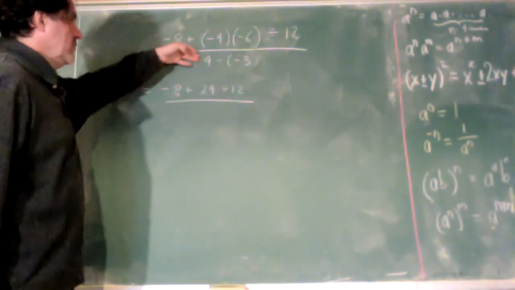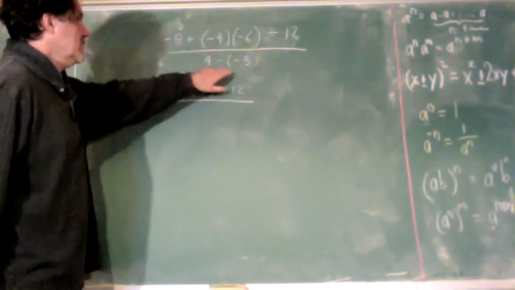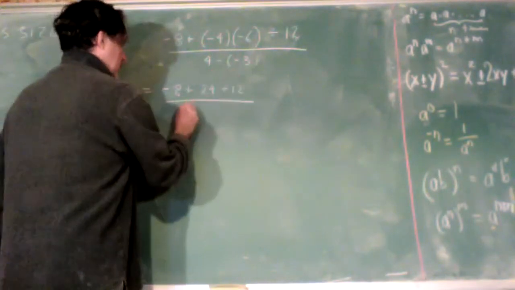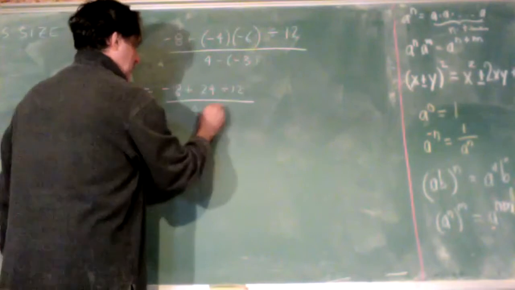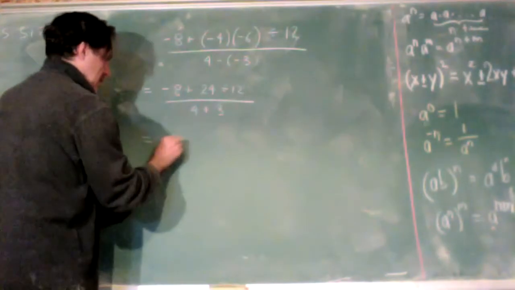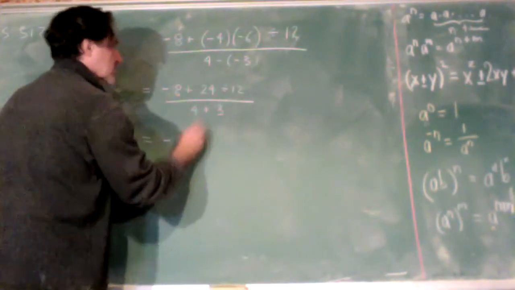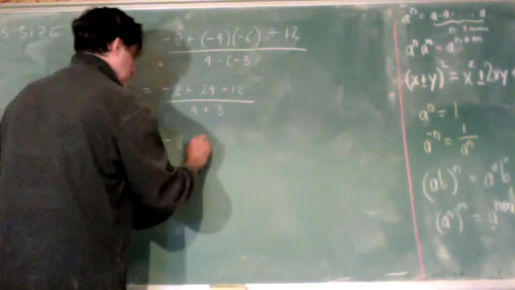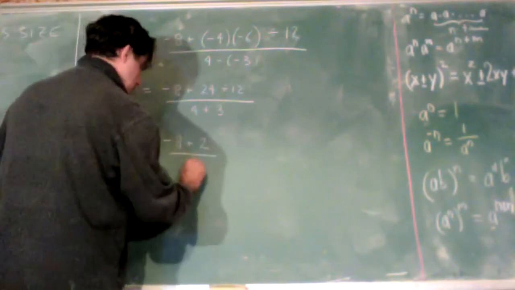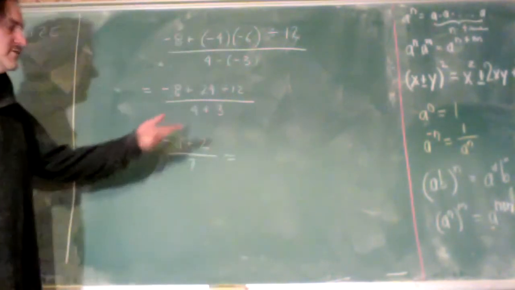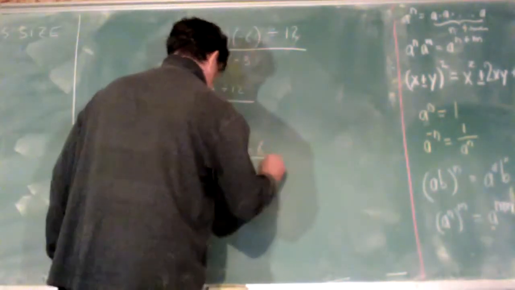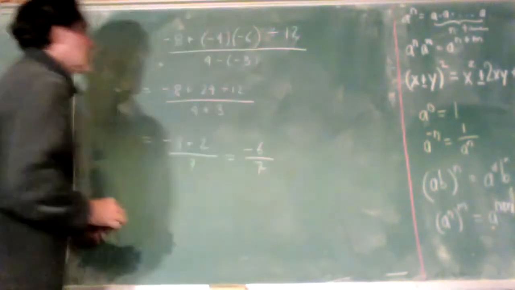I would like to advance the presentation of the denominator. I have 4 minus -3, so that would be 4 minus the minus is plus 3. I still have a division, so I leave the -8 plus 24 by 12. Divide by 12 is 2. Now I'll simplify my denominator as 7. -8 plus 2, that's all we have left in the numerator now. Add it up, -6. Nothing left to do in the denominator, so the answer is -6/7.